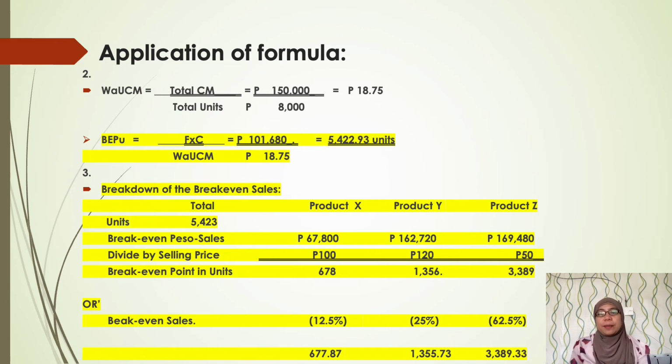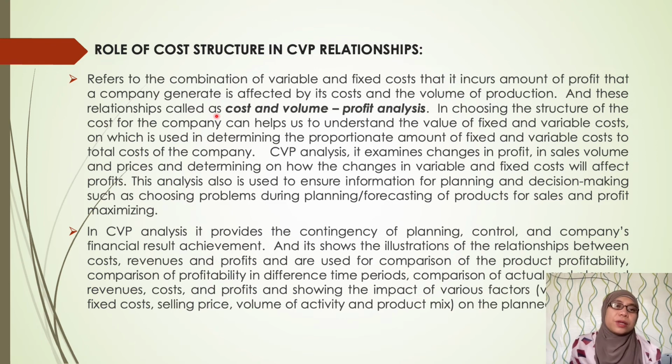So, the next topic is the role of cost structure in CVP relationships. It refers to the combination of variable and fixed costs that a company incurs. The amount of profit that a company generates is affected by its cost and the volume of production. And this relationship is called cost-volume-profit analysis.